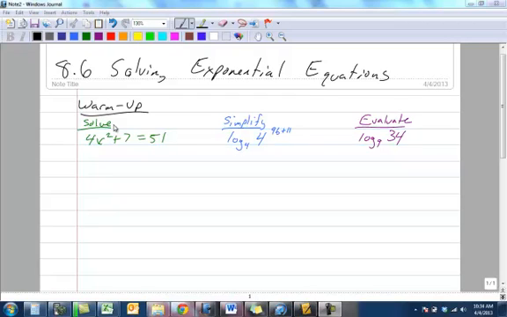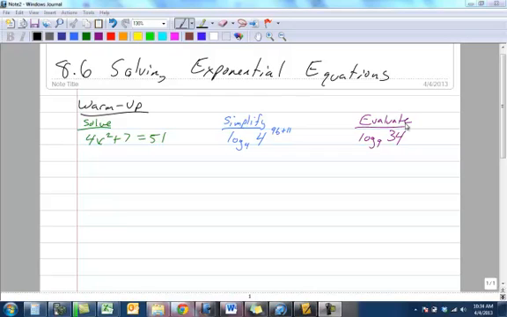All right, so the first day of 8.6 is solving exponential equations. Start off with a quick warm-up here. I got 3 problems for you. Go ahead and press pause, write them down, give each one a shot. I want you to solve this first equation, simplify this second expression, and evaluate this third expression. Go ahead and press pause and hook it up.